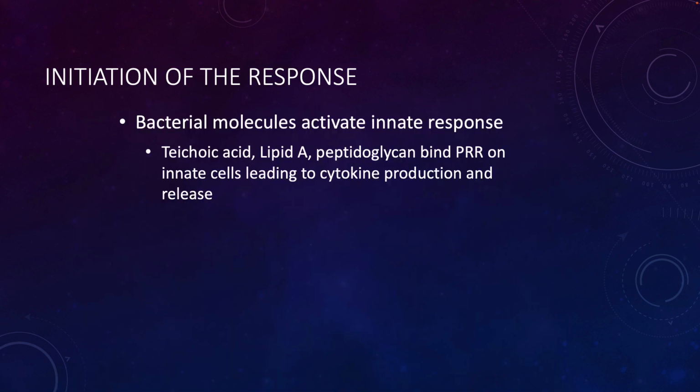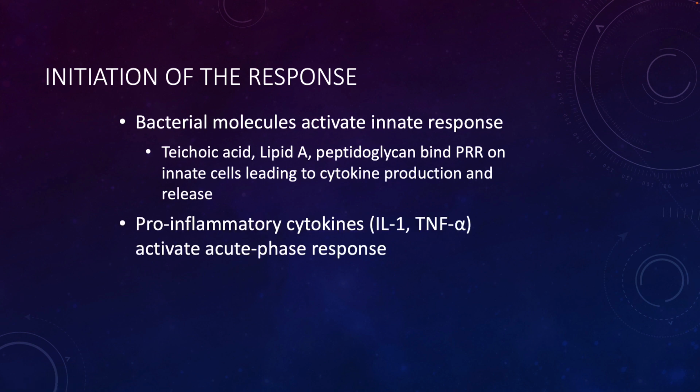A number of different bacterial molecules can activate those innate responses. On gram-positive cells, that'll be things like teichoic acids. Gram-negatives, the lipid A, or that component of the LPS. Peptidoglycan in both types of cells can also bind to those pattern recognition receptors, which will lead to the production and release of various cytokines. Pro-inflammatory cytokines like interleukin-1 and tumor necrosis factor alpha will activate that rapid acute phase response, which can also lead to the release of antimicrobial peptides.